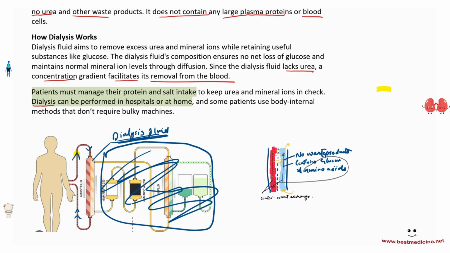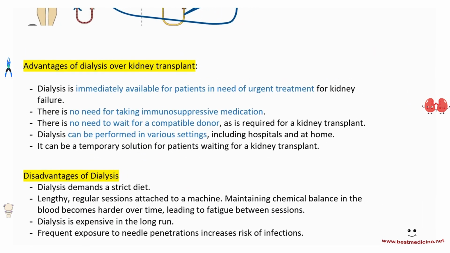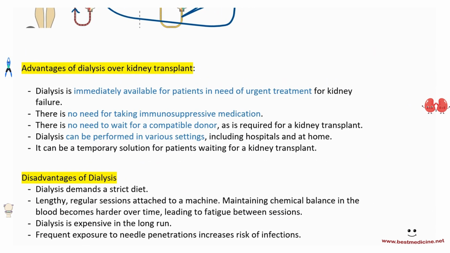Also, dialysis can be performed in hospitals or at home. You don't need special environments for this, like an operation theater. You can have it at home. And some patients use body internal methods that don't even require bulky machines. So what are some of the advantages of dialysis over a kidney transplant? And that is very high yield. So board examiners, they like you to know about the advantages of dialysis over kidney transplant, as well as disadvantages of dialysis. So let's have a look.